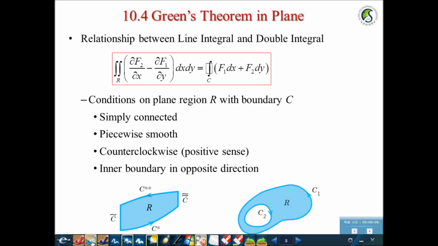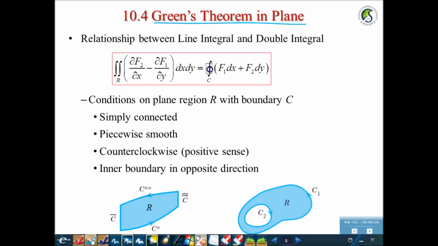Chapter 10.4, Green's theorem in a plane. So far, you've learned the line integral. This character is the closed integral. It's an integral along a closed curve. That's what it is.